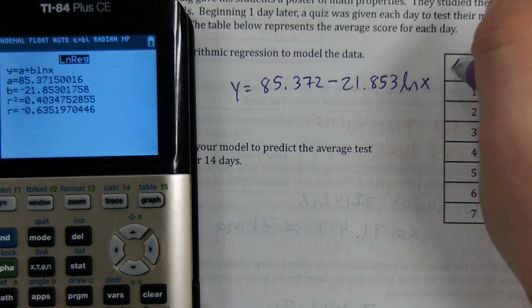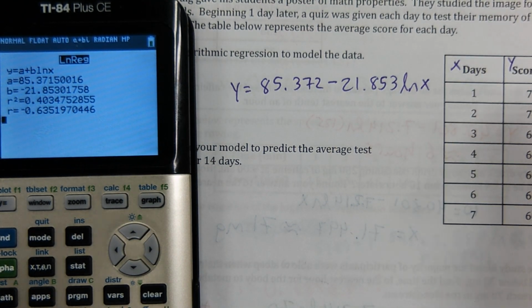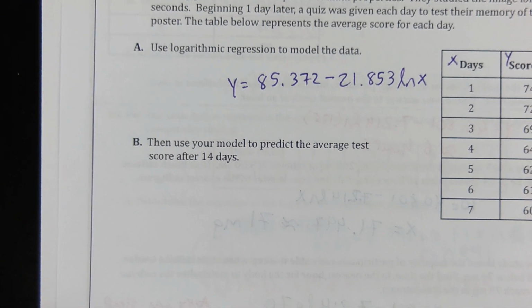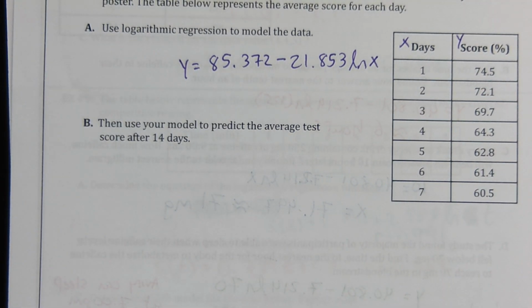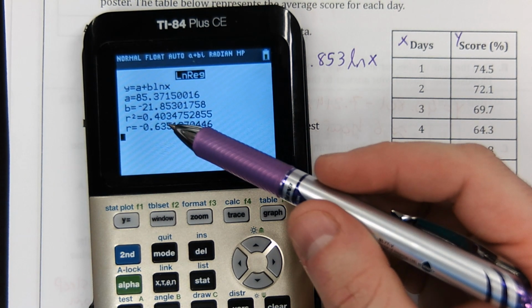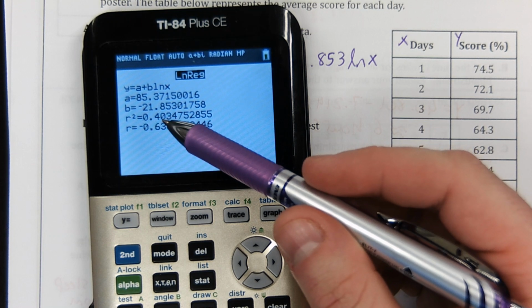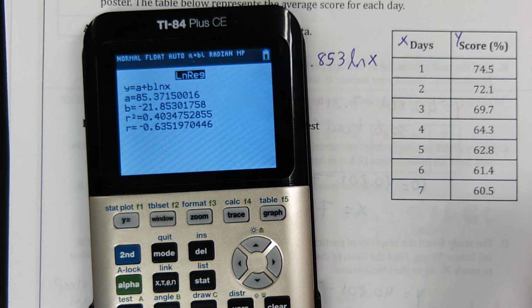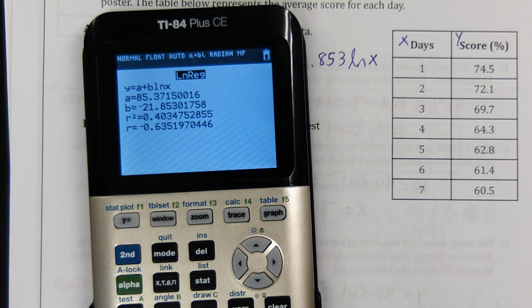Where x is the number of days and y is the score. Ooh. Look at that R value. This is not a good model. Look at R squared. R squared's a train wreck. This is not a good model. What's that? It doesn't ask. I just noticed that it's a bad model. Okay. Well, anyway.